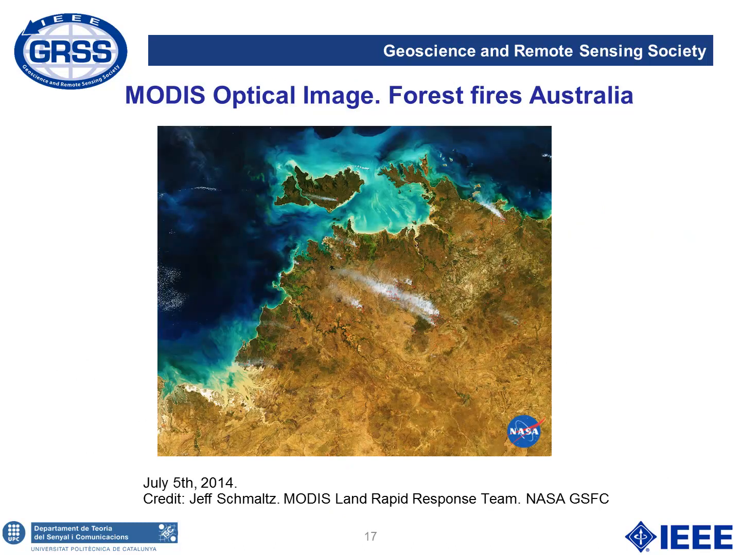Let's see some examples. In this case, we have an optical image obtained by a multispectral sensor. It is the MODIS mission. In this case, the sensor has a medium resolution, but it is enough to obtain very interesting images, in this case corresponding to forest fires in the north of Australia.